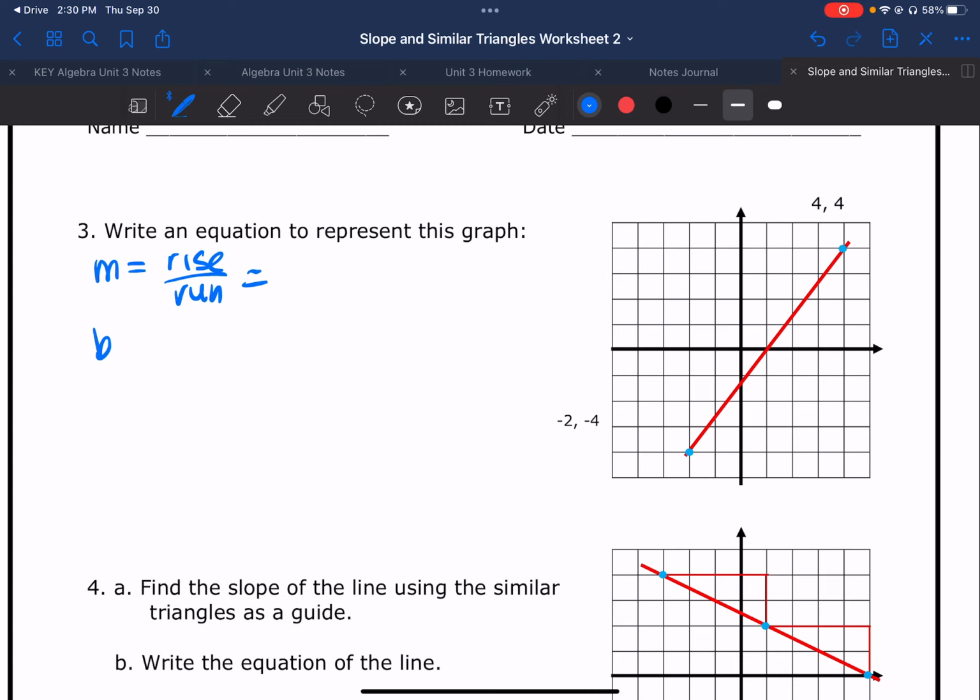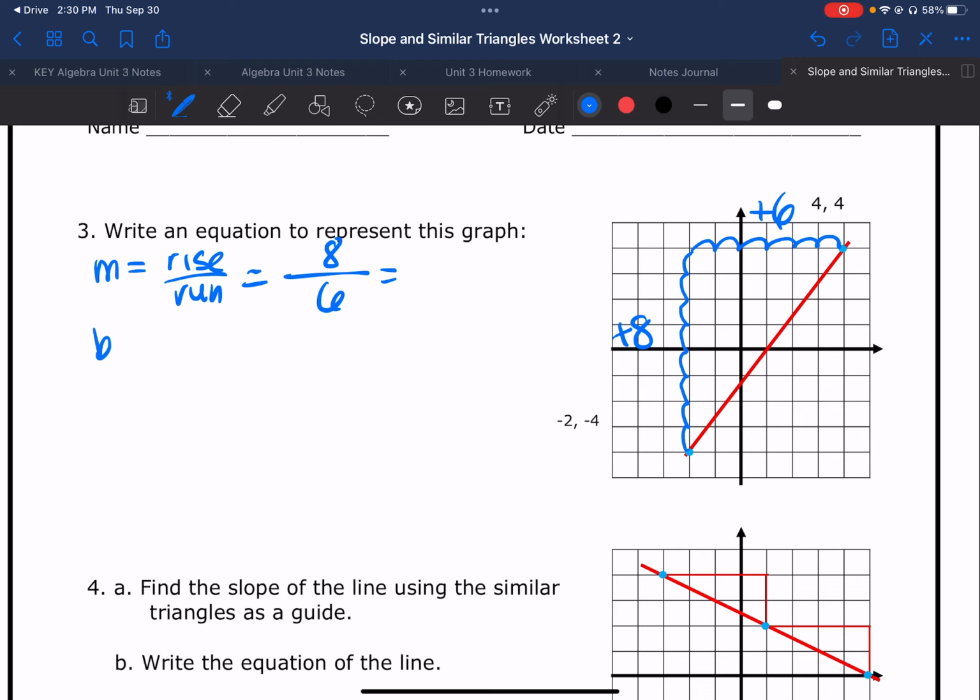Okay, so rise over run. Here we go. Let's see. 1, 2, yeah. All right. 1, 2, 3, 4, 5, 6, 7, 8. So we're going up 8. So this is my top number, 8. 1, 2, 3, 4, 5, 6. Positive 6. Okay.